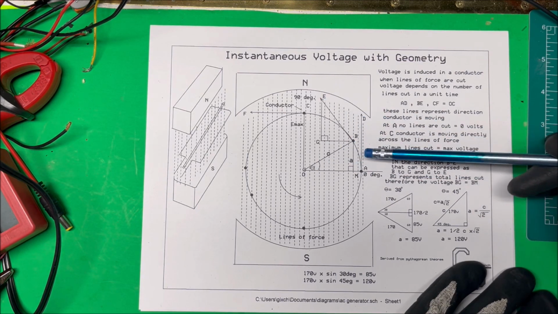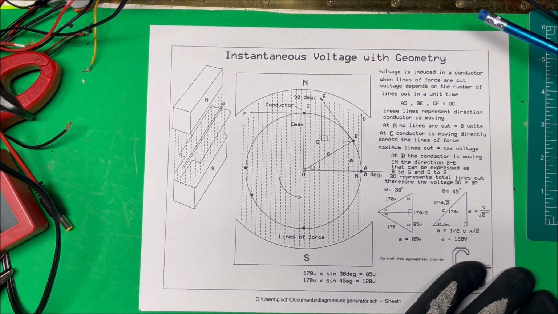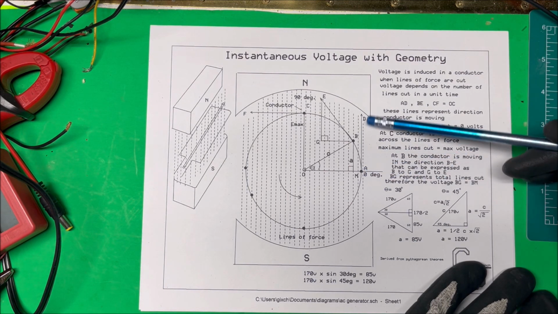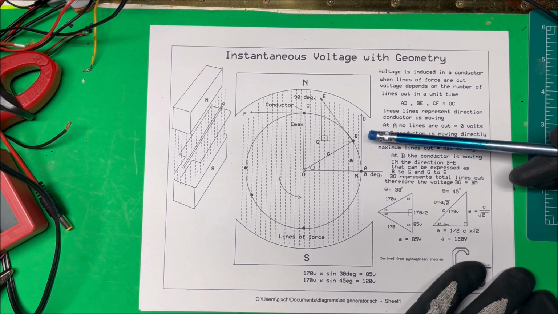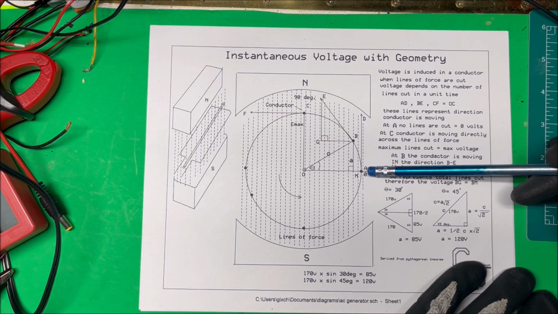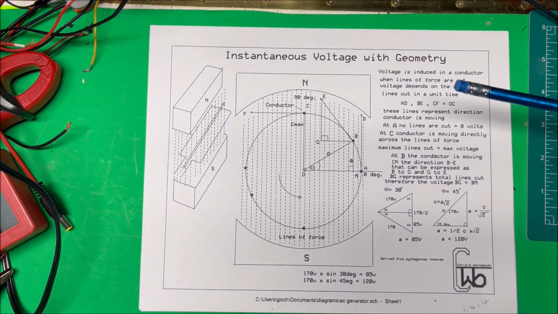So these represent our max voltage, and voltage is induced in a conductor when lines of force are cut, and the voltage depends on the number of lines cut in a unit time. And these lines, A to D, B to E and C to F, represent the direction that the conductor is moving at that instant in time, okay?